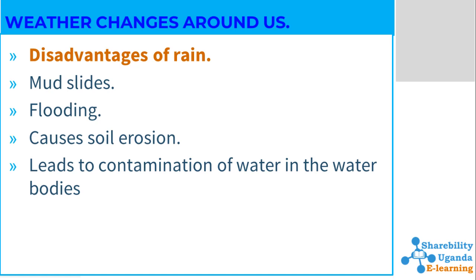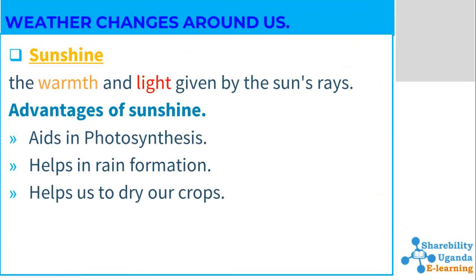Rain leads to contamination of water in the water bodies. When it rains, rain causes mud to flow into water bodies or rivers, which leads to contamination of the clean water in the water bodies.